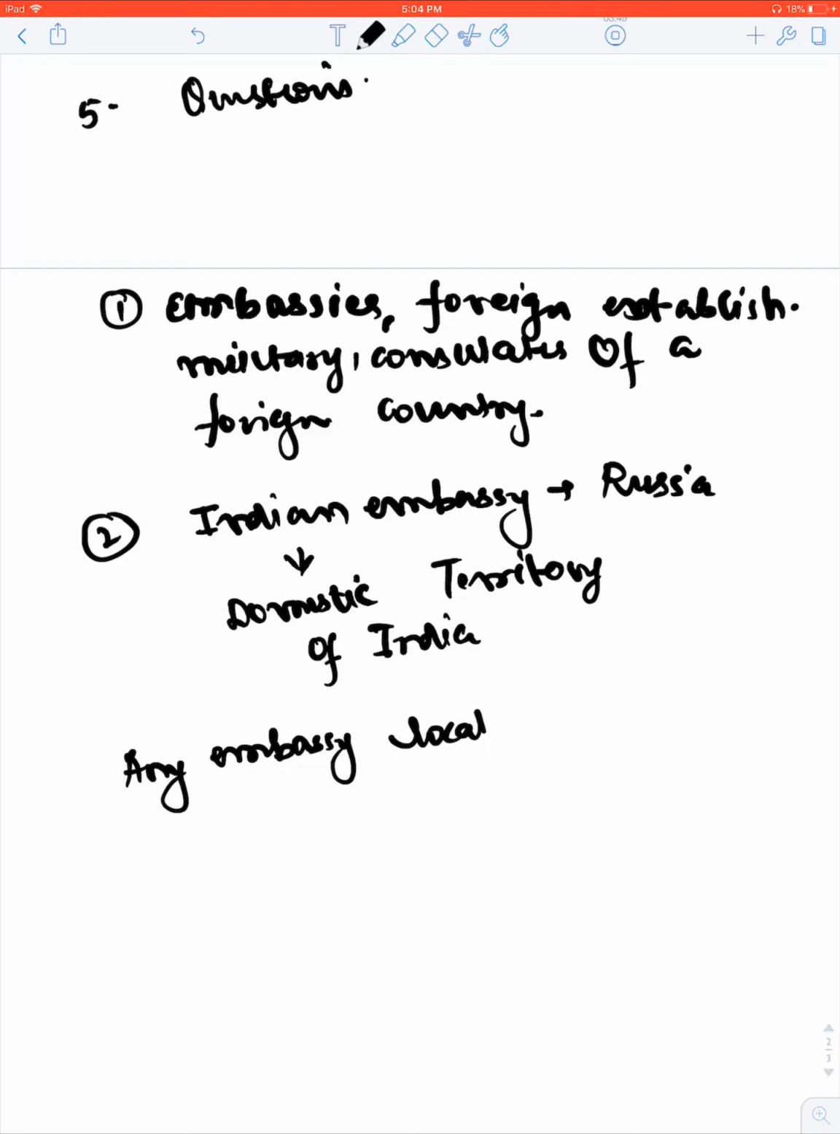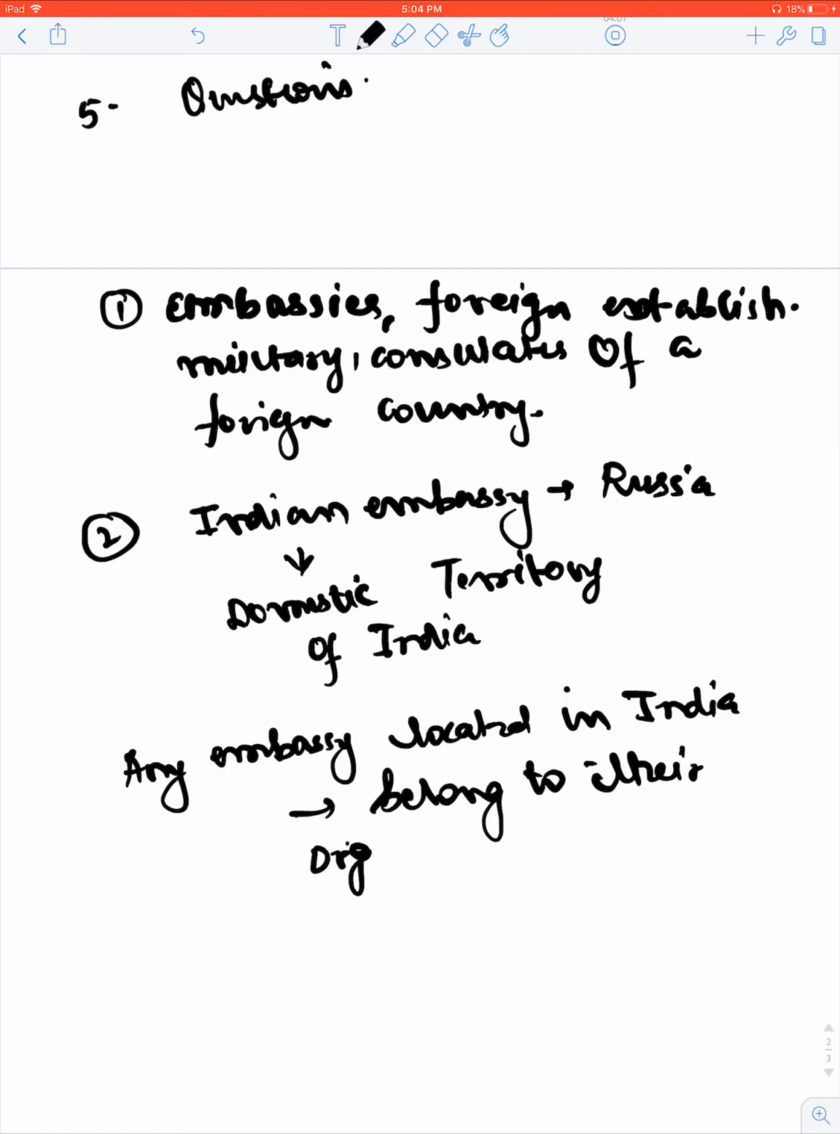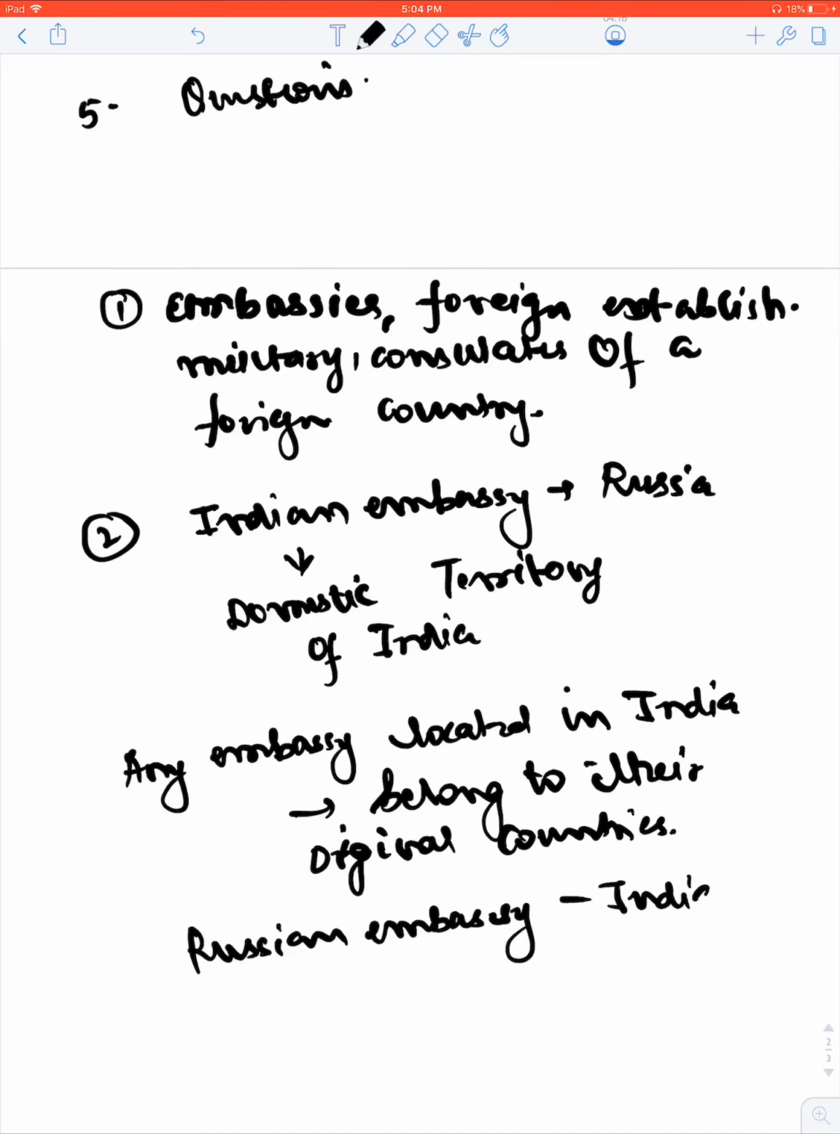Similarly, any other embassy located in India belongs to its original country. For example, the Russian embassy in India will belong to Russia, the domestic territory of Russia, to be precise. Okay, so do not get confused about these.